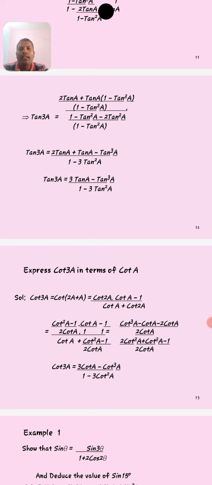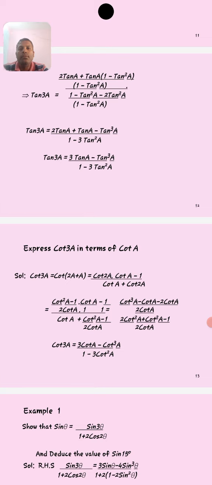Then tan 3a is equal to 2 tan a plus tan a minus tan cube a divided by 1 minus 3 tan square a. That is, tan 3a is equal to 3 tan a minus tan cube a divided by 1 minus 3 tan square a. This is also one formula. Tan 3a formula is 3 tan a minus tan cube a by 1 minus 3 tan square a.